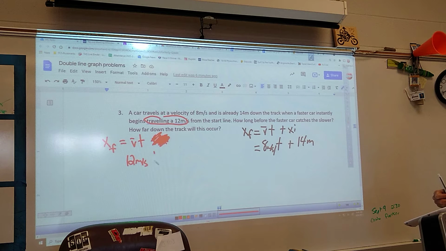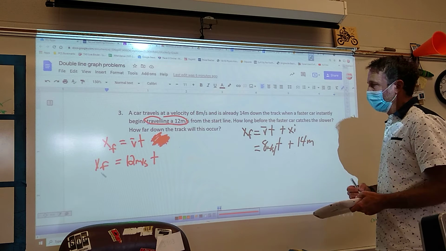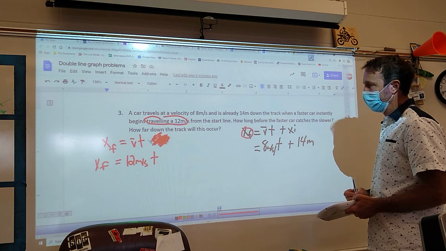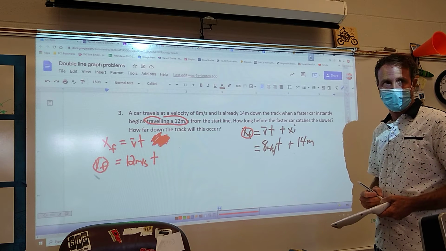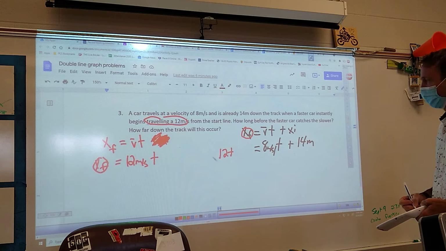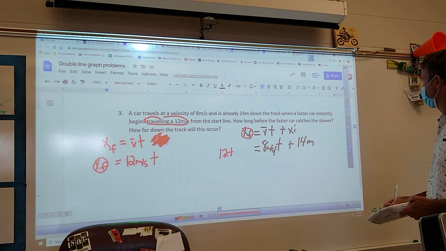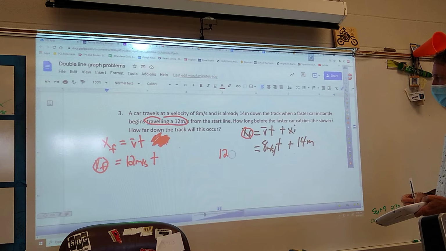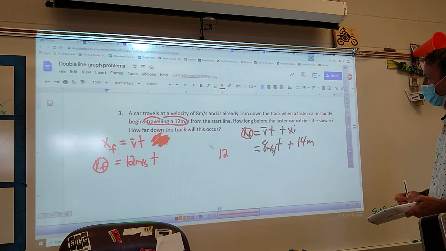All right? So it's also equal to xf. Now when the cars collide, that means that both of these xf's are equal to each other. So we can just set up a formula: 12t is equal to 8t plus 14. This is really 12 meters per second for a certain amount of time, 12 meters per second, t.